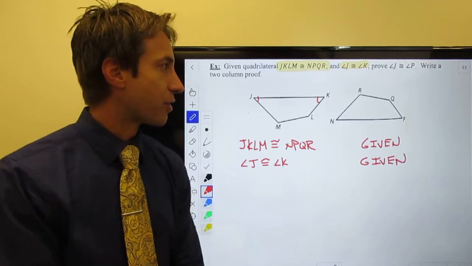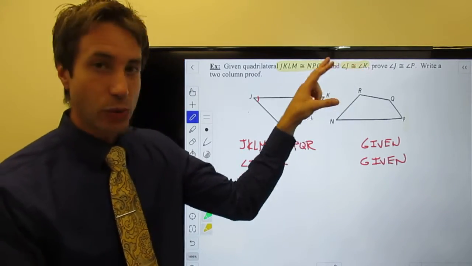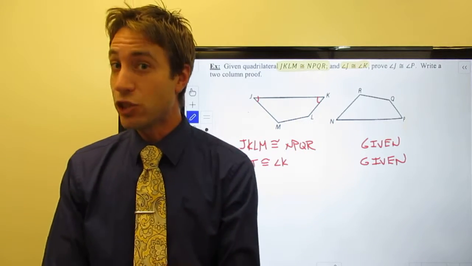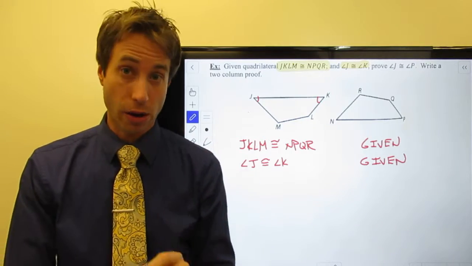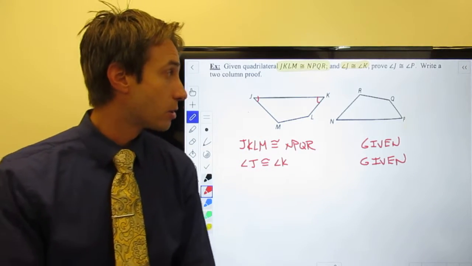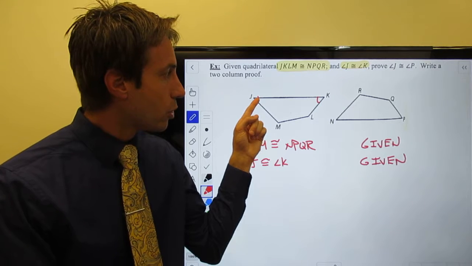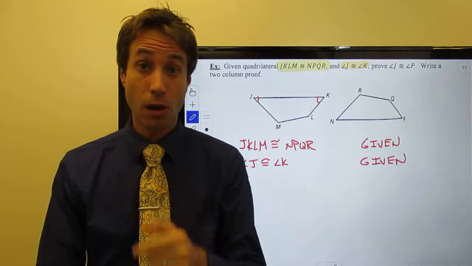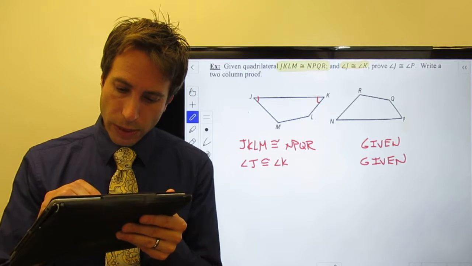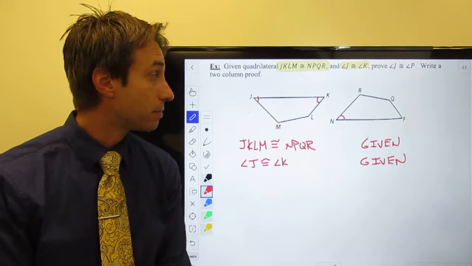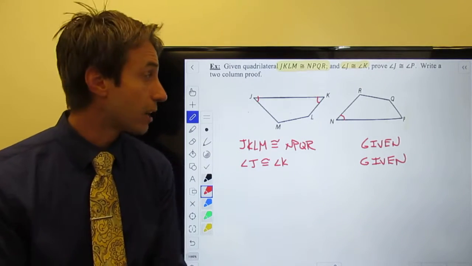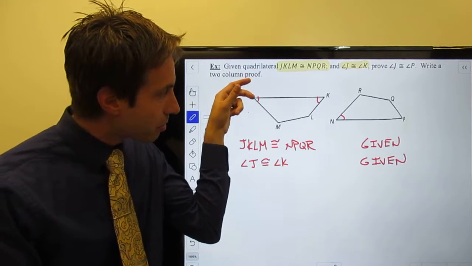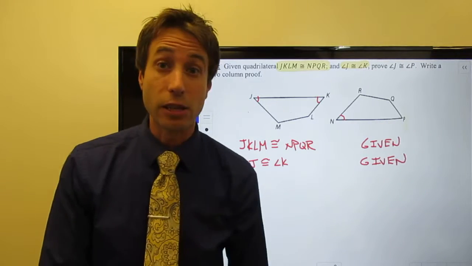All right, well, let's think about this for a second. I've told you they're congruent quadrilaterals. So what we should do is figure out what the corresponding parts are. Well, angle J would be congruent to what angle? I agree. Angle J would be congruent to angle N. Angle K would be congruent to, if we were to flip it over, K is congruent to P.